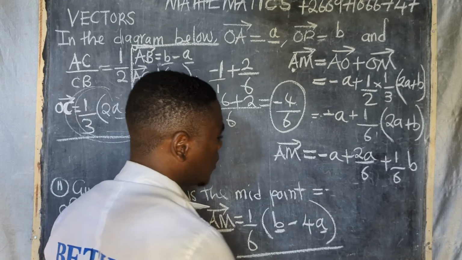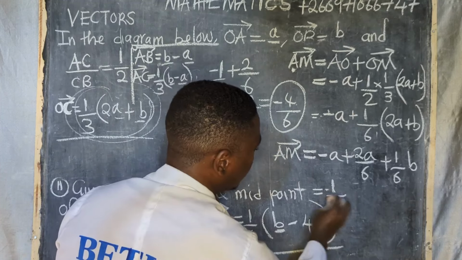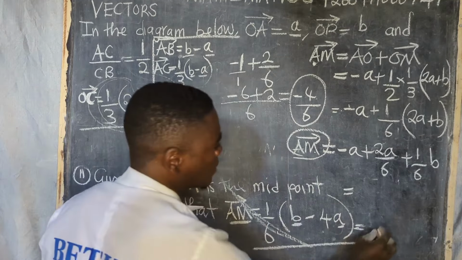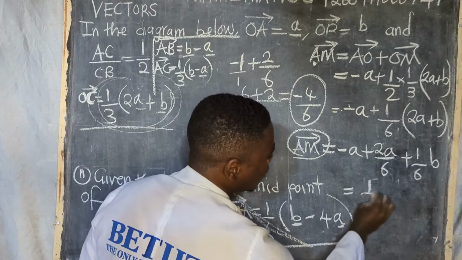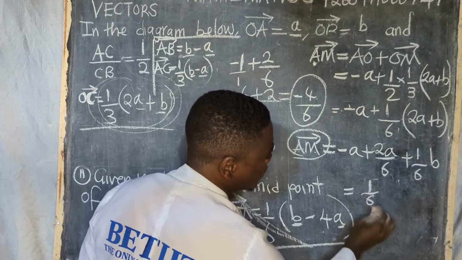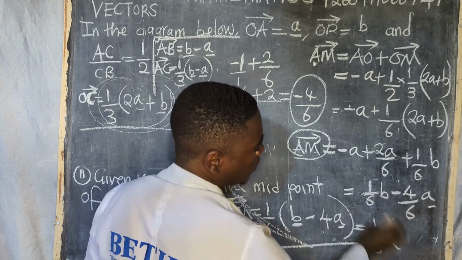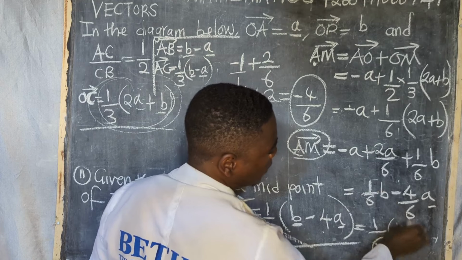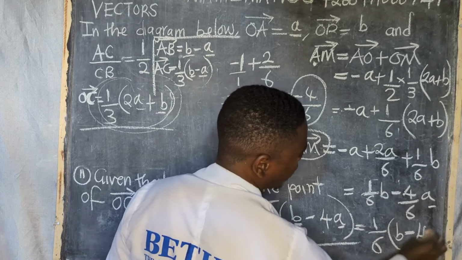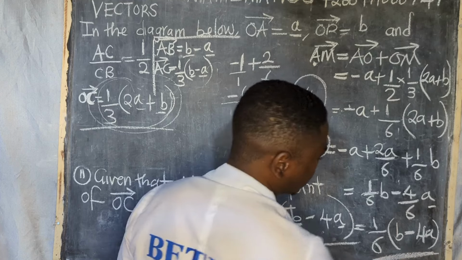So I'm going to say 1 over 6 first. I start with this one: 1 over 6 B minus 4 over 6 A, like this. Then 1 over 6 is common, so just say 1 over 6. Here you are going to have B minus, and there you are just going to have 4A. So this is your answer.